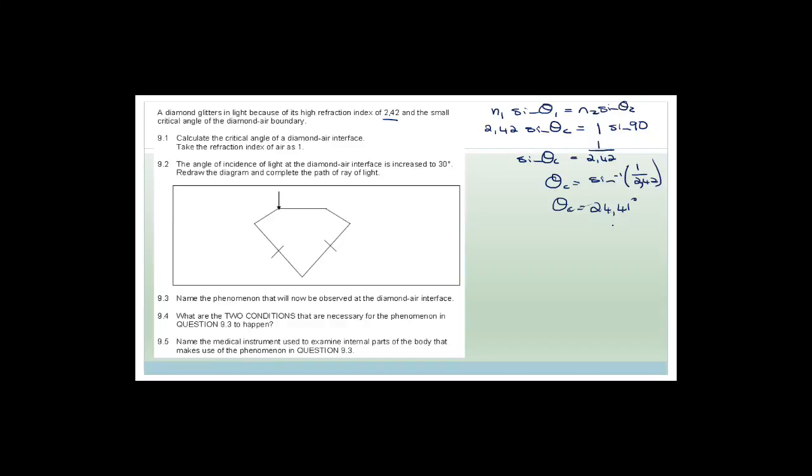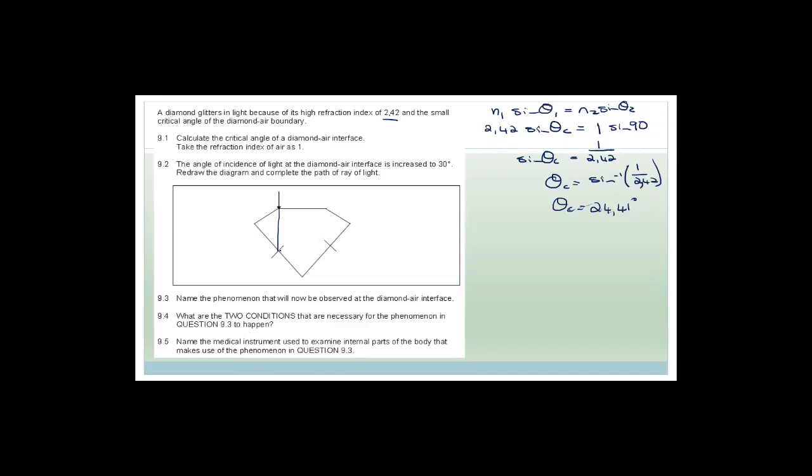So you can see it's actually quite easy for the light to be hitting at the critical angle. Now it says the angle of incidence of light at the diamond-air interface is increased to 30 degrees. Redraw the diagram and complete the path. Do you agree that this light is going to be coming in at exactly 90 degrees? So it is not refracted here, it goes straight on, and now it hits over here.